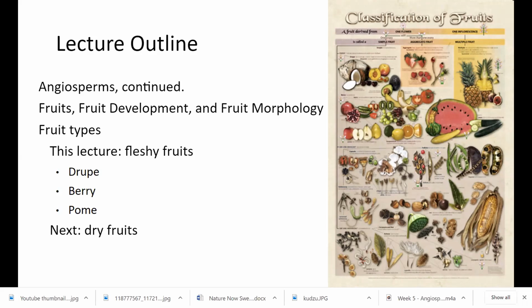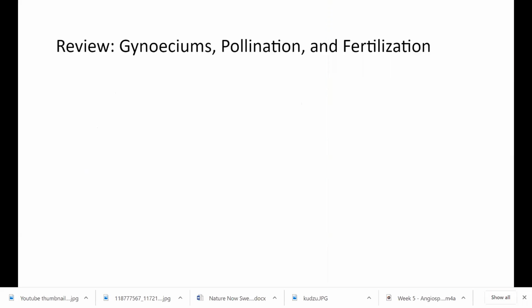And so today there's three main types of fleshy fruits that we'll focus on. These are unique to woody plants. There are other types of fleshy fruits for other plants that we don't study in this course, but drupes, berries, and pomes are the main type of fleshy fruits that we see in woody plants.